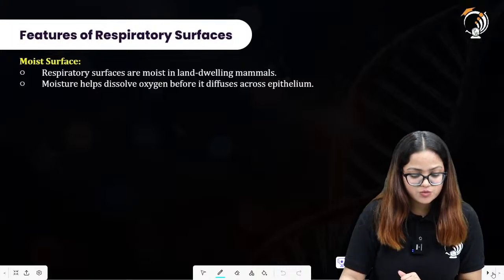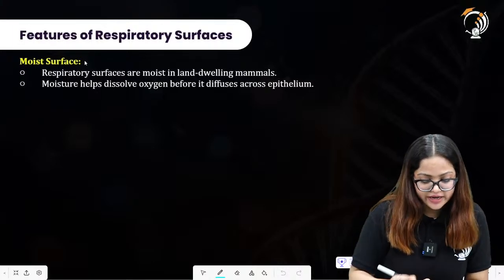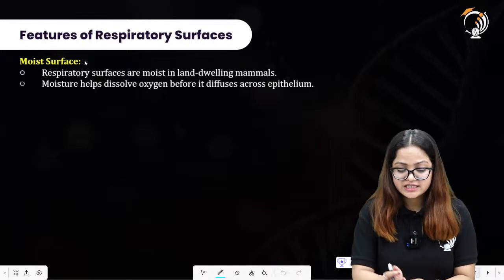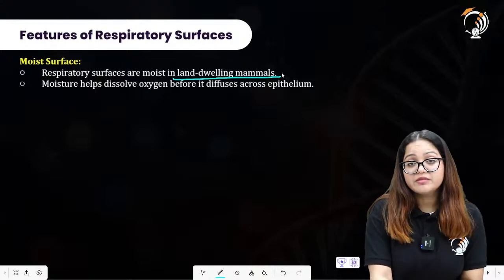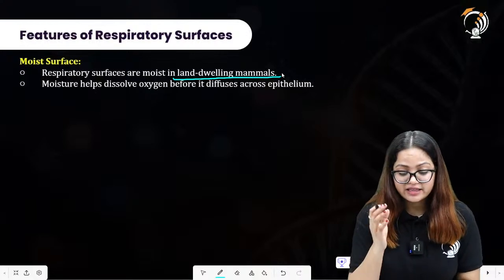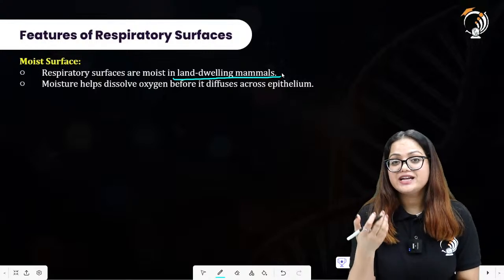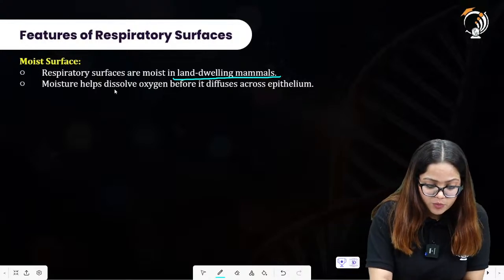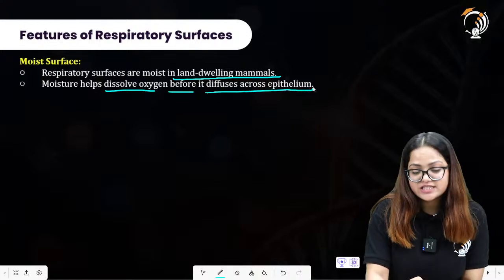Alright, so let's move to another topic here. Moist surface is required. Respiratory surfaces are moist in land dwelling mammals. What are those land dwelling mammals? These are those organisms having mammary glands and they are also terrestrial in nature. They require land to live on. Moisture helps dissolve oxygen before it diffuses across epithelium.